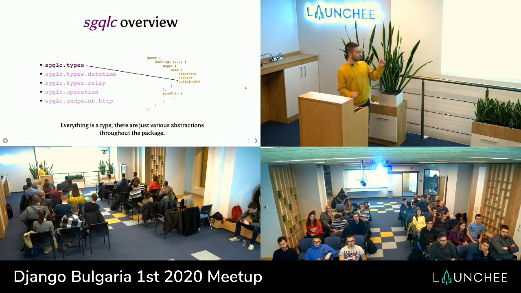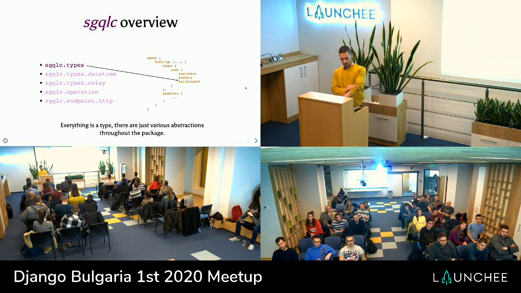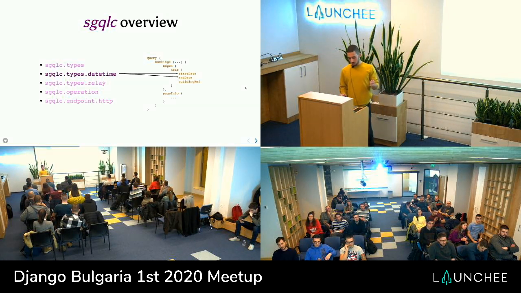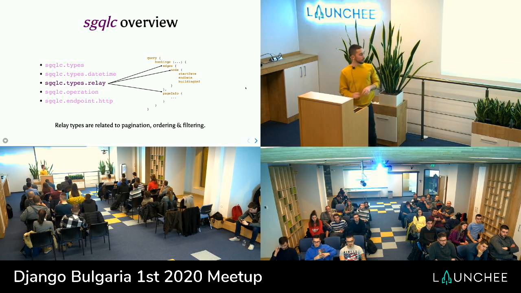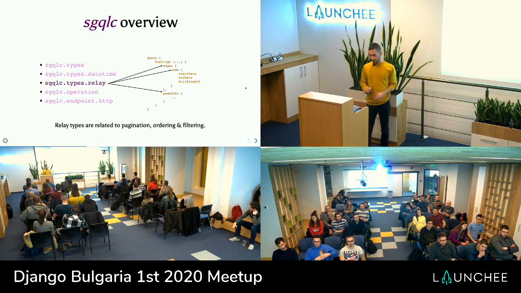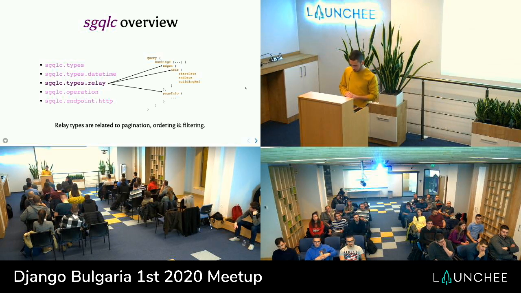So, for example, of our query, the building reference here is something that we can represent from the types module. So as I said, building reference is a string. Every primitive data type is stored in types. So we can represent building reference with string type. We have datetime module, from which we can represent the start and end dates of the node. We have relay. And basically, relay types are all related to pagination, ordering, and filtering of our results. For example, this page info comes out of the box when you use certain classes from the library. And edges and nodes are just the specification of relay and how you should build your queries in order to have out-of-the-box pagination, ordering, and filtering.